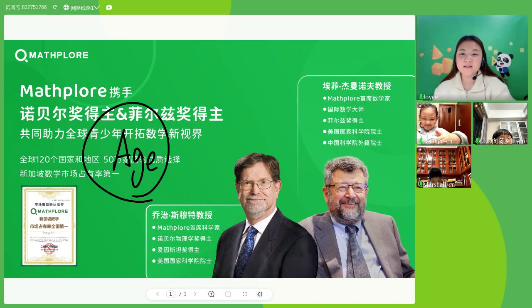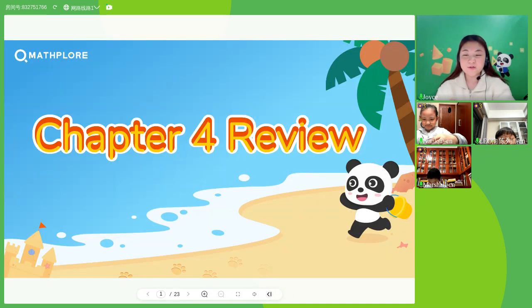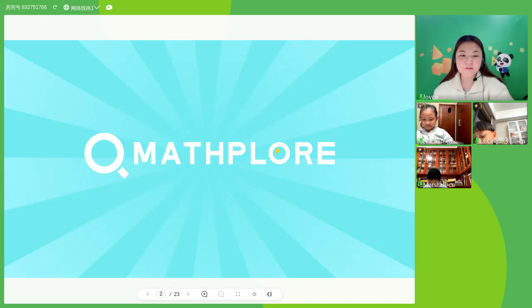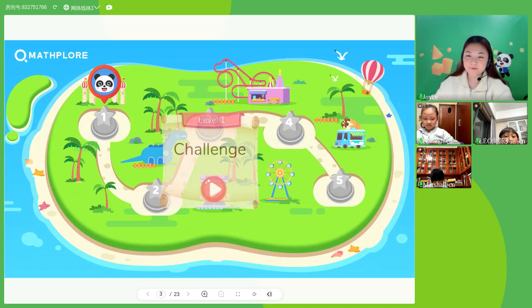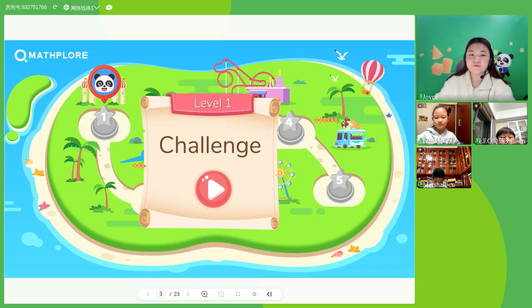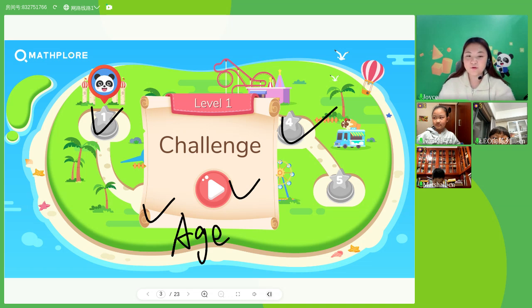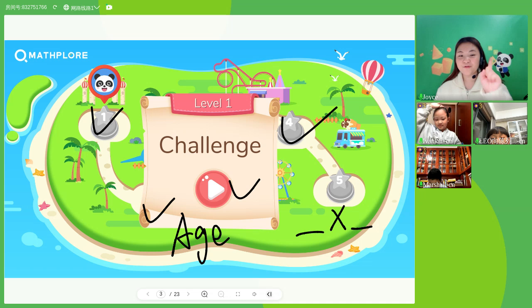So let's see. Today is a review class. We have 5 different parts in this whole chapter. The first 4 parts, 1, 2, 3, 4, are all about the age word problems. So we have 4 different types of problems about this, okay? And the last part is about the multiplication strategies, right? So let's get started with the first one.